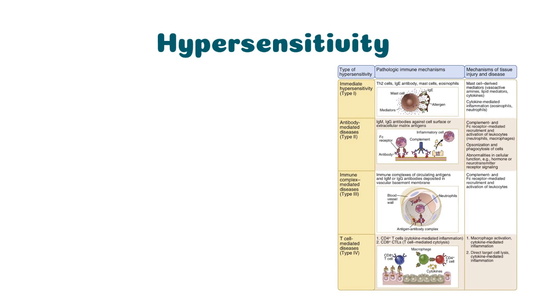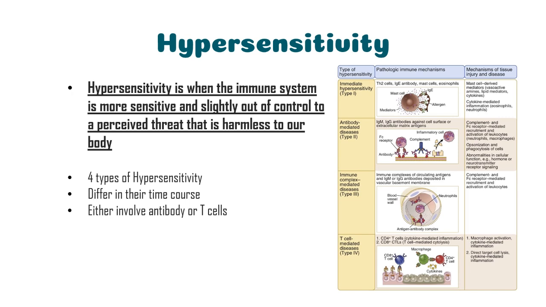So the last disease or pathology or condition associated with our immune system is hypersensitivity. Hypersensitivity is when our immune system gets more sensitive and gets somehow out of control and starts to destroy ourselves due to a perceived threat that is not harmful. So we have four types of hypersensitivity. We have type 1, type 2, type 3, and type 4.